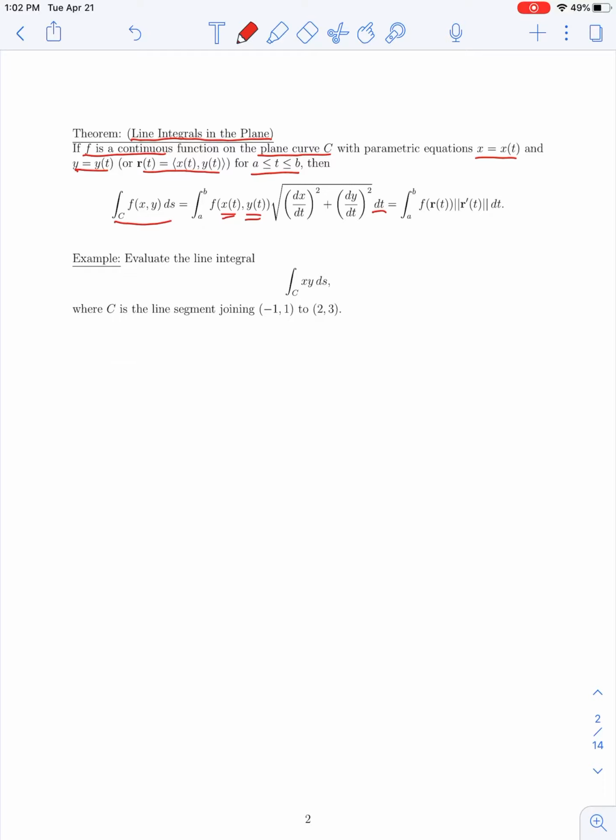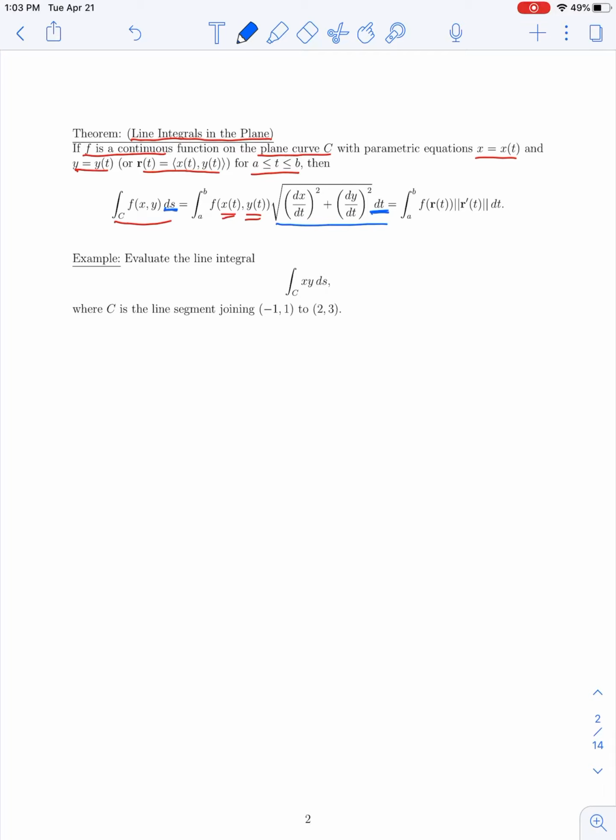And then on the end, we have this differential of arc length, ds. Now recall from our work in chapter 1, we had seen that the differential of arc length for a parametric curve is given by the square root of the sum of the squares of the derivatives for our parametric equations, that is dx dt and dy dt, times the differential of t.